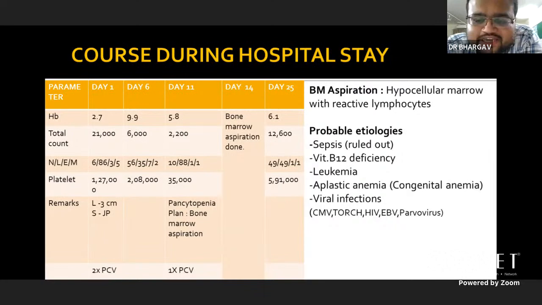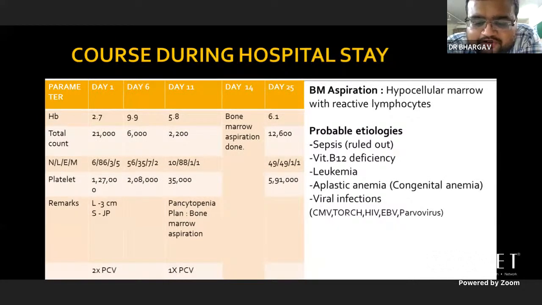B12 deficiency was kept in mind as the mother was also having low B12 levels. Leukemia and aplastic anemia we could not confirm because in the bone marrow we could not find any blast cells. Coming towards viral infections, we have done a TORCH titer, which was ruled out.